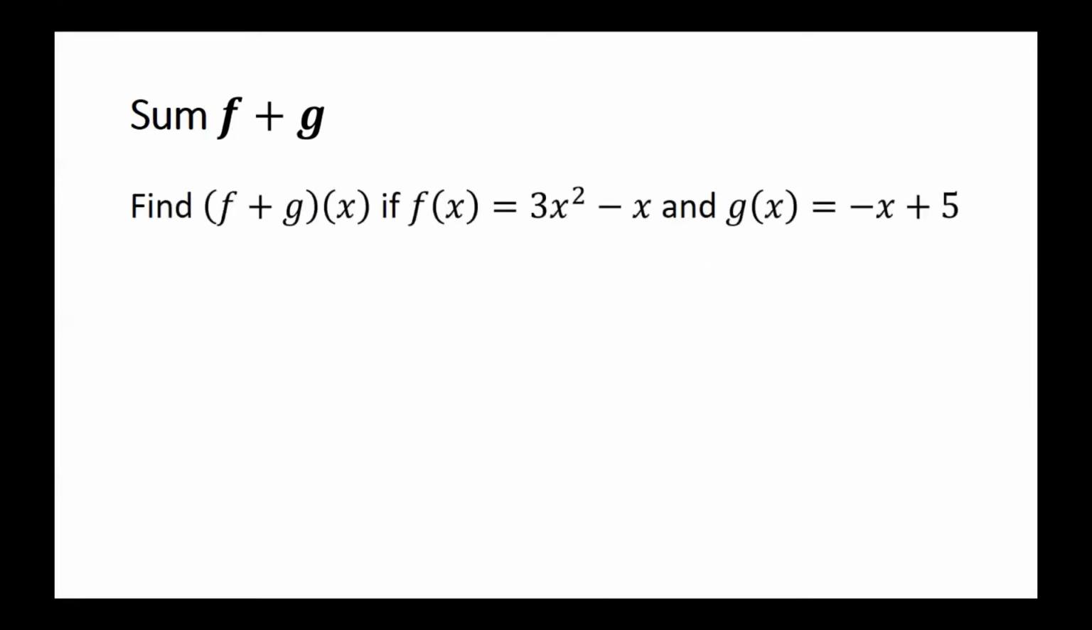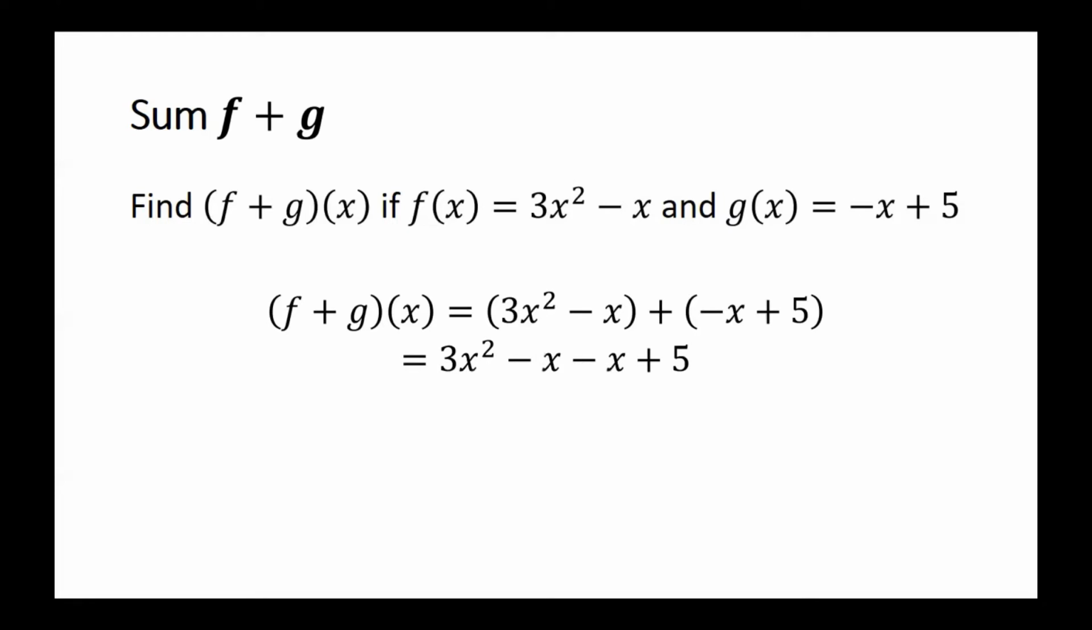Find f plus g of x if f of x is equal to 3x squared minus x and g of x is equal to negative x plus 5. f plus g of x is equal to 3x squared minus x plus (negative x plus 5). Again, as I said in a previous example with the difference quotient, make sure that you put parentheses around that second function just to make sure that you carry things through properly. And now we just simplify that expression by adding the terms, and we get f plus g of x is equal to 3x squared minus 2x plus 5.